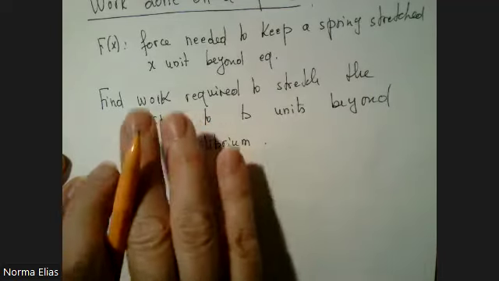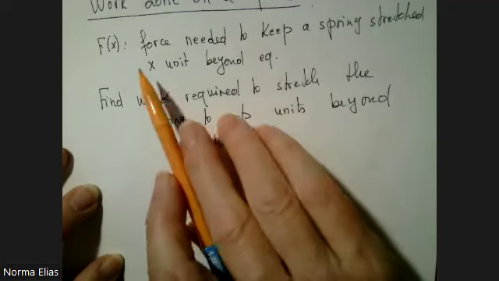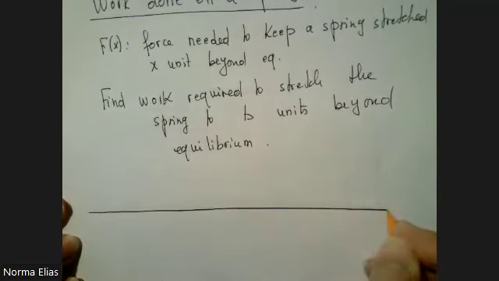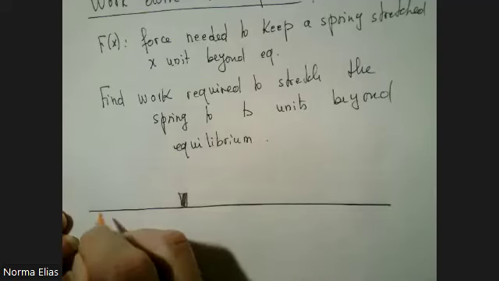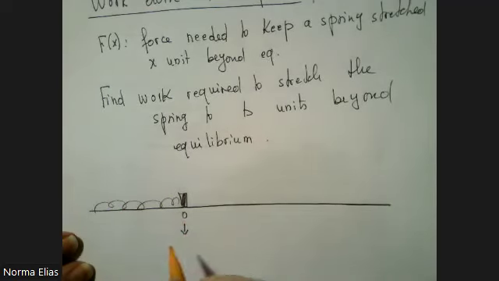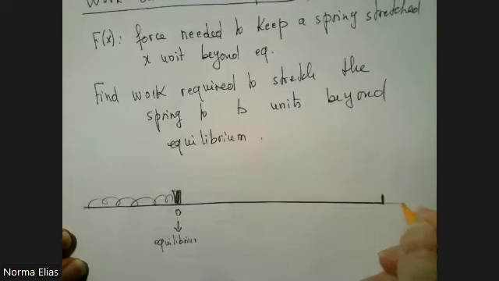Now the question is, what's the work we need to stretch the spring to B units beyond equilibrium? Now the force is changing, so there is no force times distance because it is changing. So what are we going to do? That's my spring here, and this is my equilibrium position. That's 0. 0 is always the equilibrium. And I want to stretch this to B units. So I'm going to take it from here all the way to here.